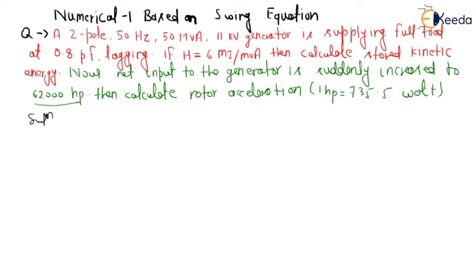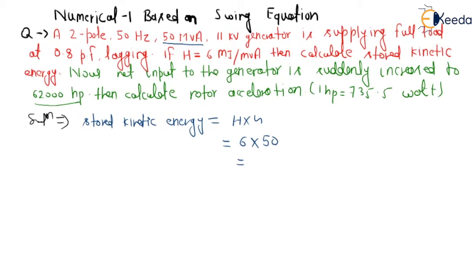Solution: initially what will be stored kinetic energy? Stored kinetic energy is equal to H into G. H has been given as 6 megajoule per MVA, into G, given as 50 MVA. So this will be equal to 300 megajoule. So this is the answer of the first question.